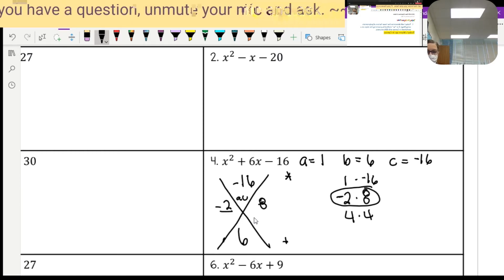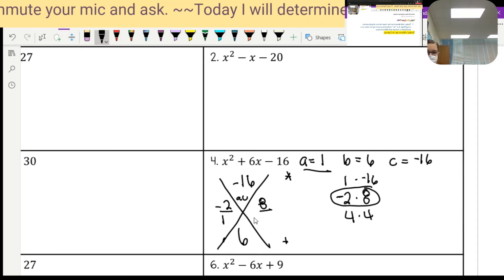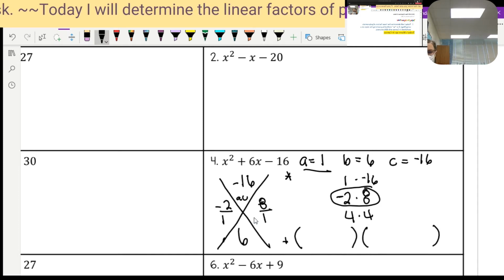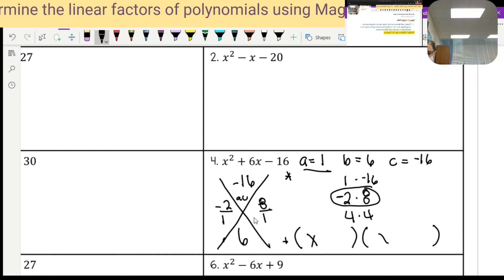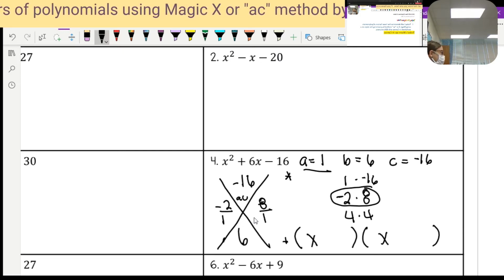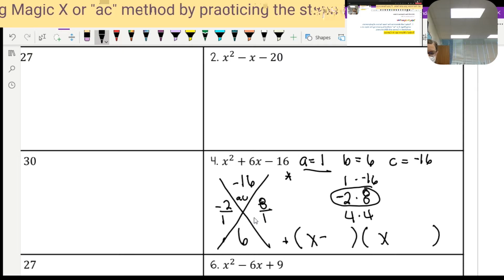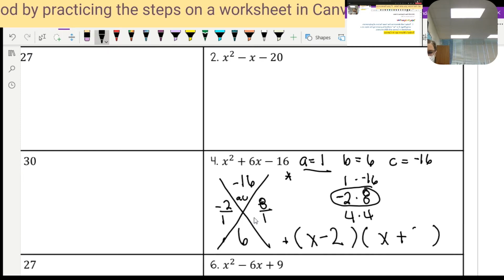And the denominators are A right here, and so that's 1. So we set up our parentheses, and we put in X and X. We have 1 here and here, so we don't have to put anything in front of the X. And then we have a negative 2 over here, so we put minus 2. And we have an 8 here, so put plus 8.